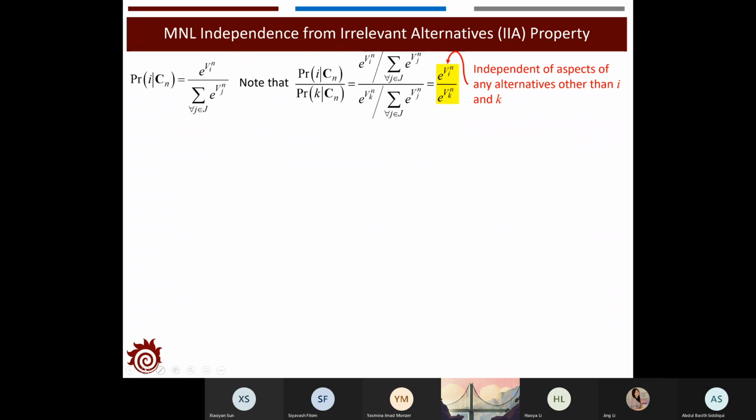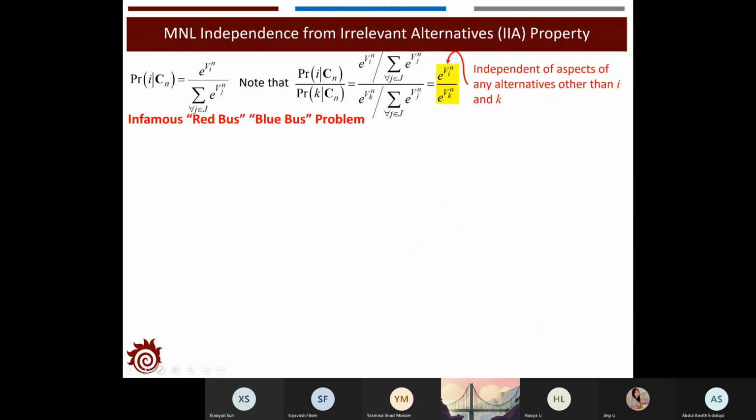Here we can see that this ratio is actually independent of any other alternatives. It's only related to these two alternatives, i and k, which means that the other alternatives will not affect the relative probability of the two different modes.